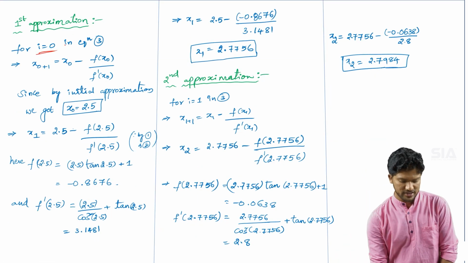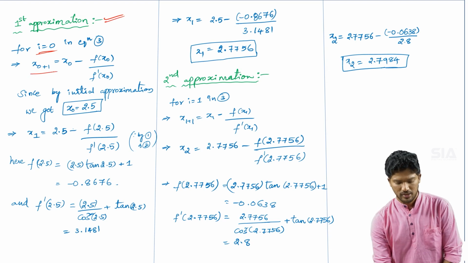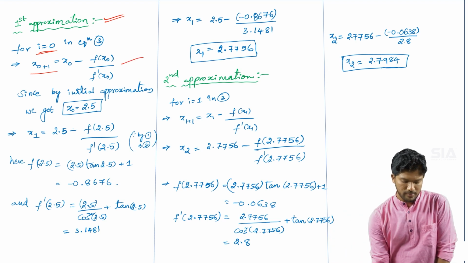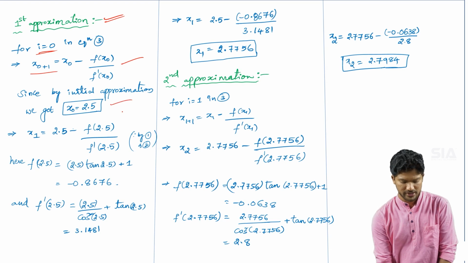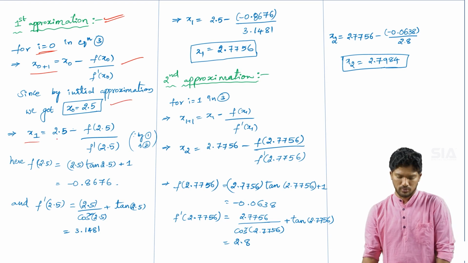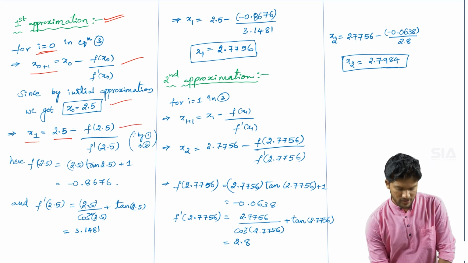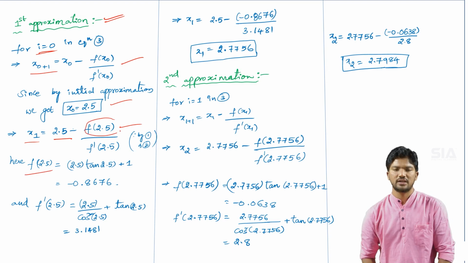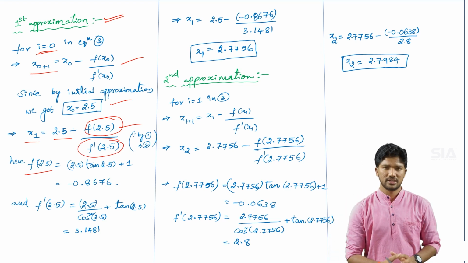Okay. So therefore in equation number 3, if you substitute i is equal to 0, x suffix 0 plus 1 is equal to x suffix 0 minus f of x naught by f dash of x naught. So therefore, since by the initial approximation you got x naught is equal to 2.5, x1 is equal to 2.5 minus f of 2.5 by f dash of 2.5, since by equation number 1 and equation number 2. So here first of all you need to find this value separately, and you have to find this value separately. Then after finding the values separately, substitute them in that equation.